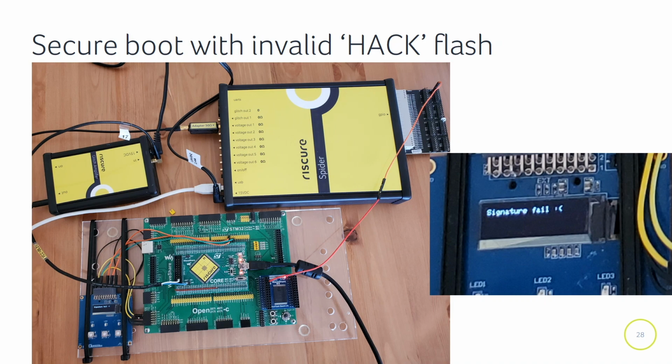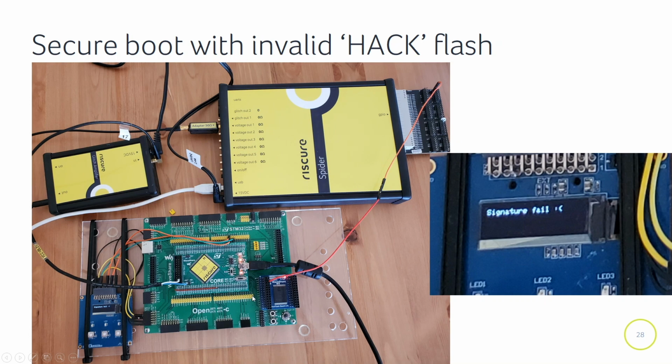Here I'm using a Riscure Spider. This is a fault injection tool, which allows us to control our glitching parameters very precisely. This Spider tool is also connected to the Riscure glitch amplifier. This is the older model that I had available for this demo. Nowadays we have the glitch amplifier version 2, which is much more powerful and much more precise. And this is powering this system.